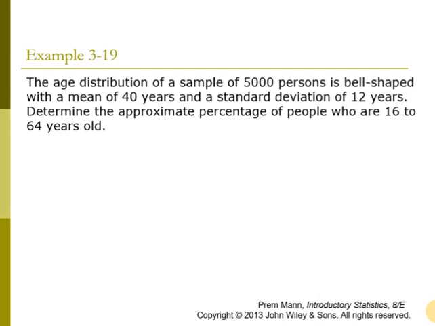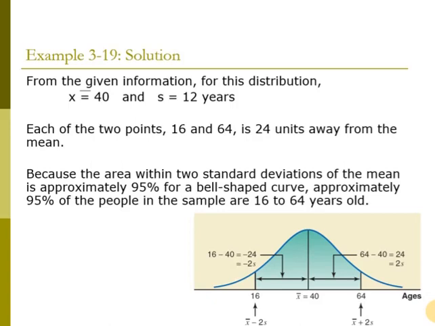Example, the age distribution of a sample of 5,000 persons is bell-shaped with a mean of 40 years and standard deviation of 12 years. Determine the approximate percentage of people who are 16 to 64 years old. Here we use the empirical rule to find the required percentage because the distribution of ages follows a bell-shaped curve. The bell shape. From the given information for this distribution, X bar or the mean is 40, the standard deviation is 12. Each of the 2 points, 16 and 64, is 24 units away from the mean. Because the area within two standard deviations of the mean is approximately 95% for a bell-shaped curve, approximately 95% of the people in the sample are 16 to 64 years old.